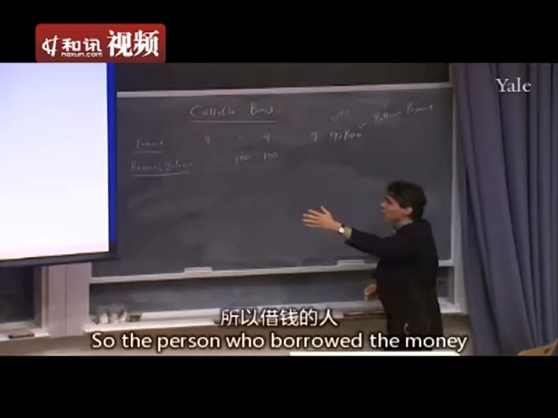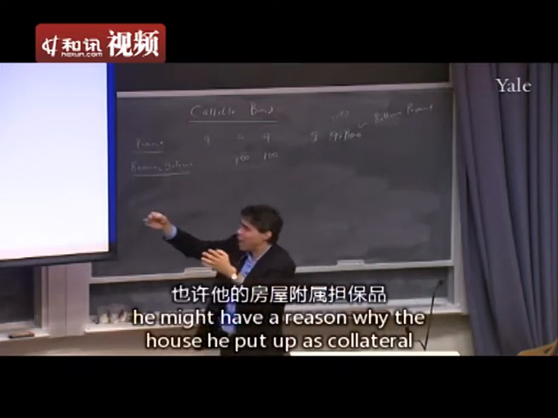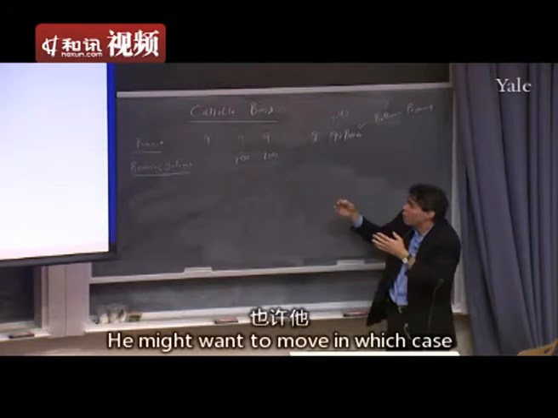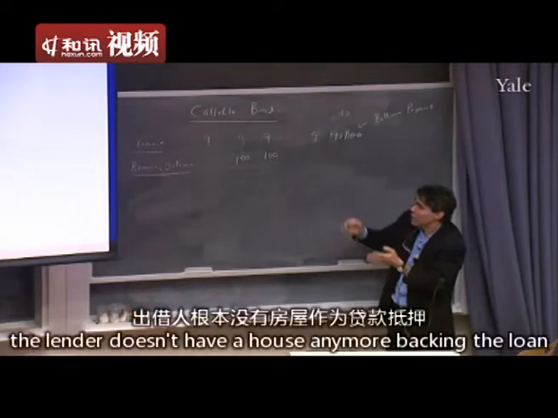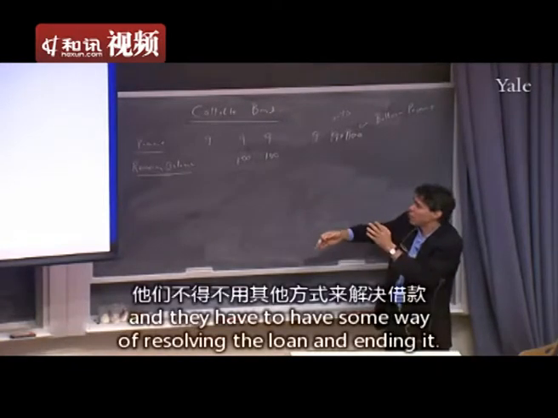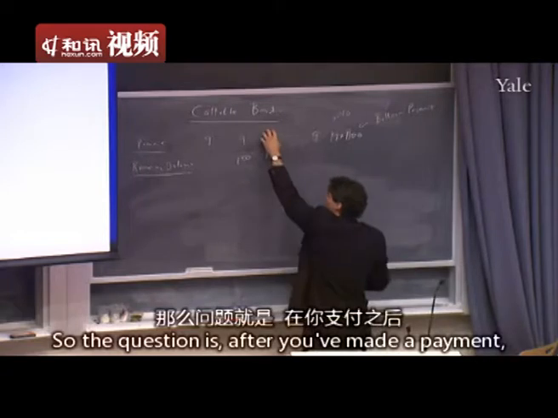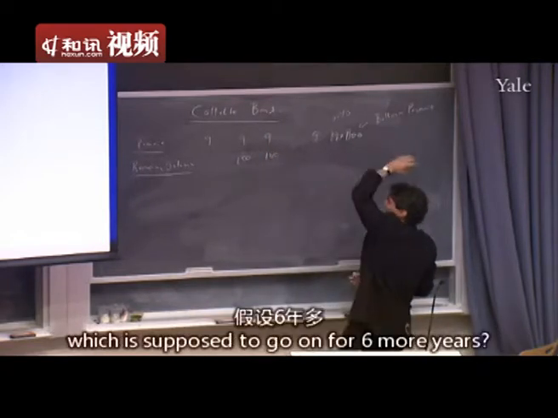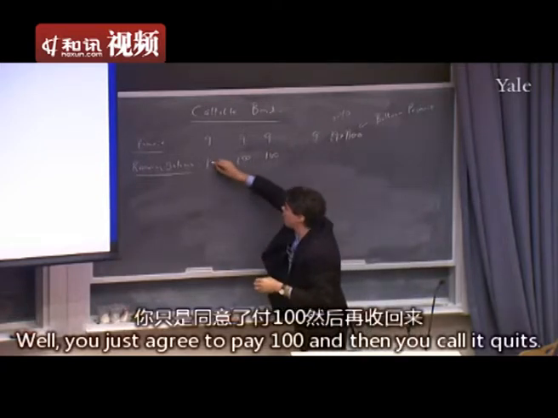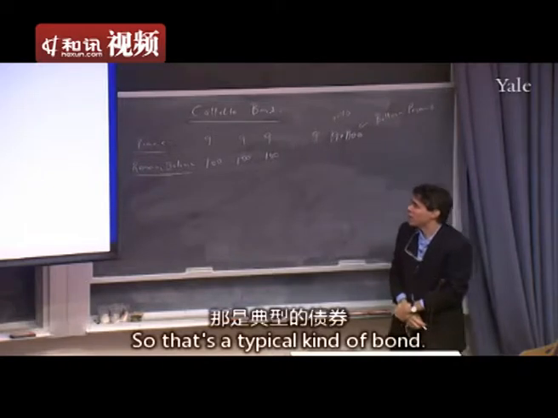The person who borrowed the money and has agreed to pay it off over the years might have a reason why the house he put up as collateral is no longer going to be his house. He might want to move, in which case the lender doesn't have a house anymore backing the loan, and they have to have some way of resolving the loan and ending it. So the question is, after you've made a payment, how can you resolve the rest of the loan, which is supposed to go on for 6 more years? Well, you just agree to pay 100, and then you call it quits. So that's a typical kind of bond.